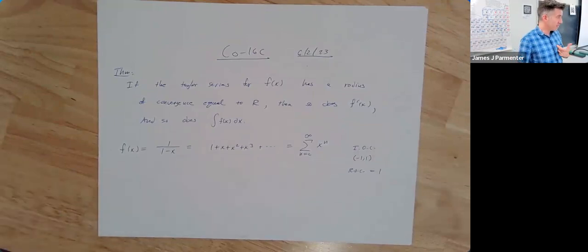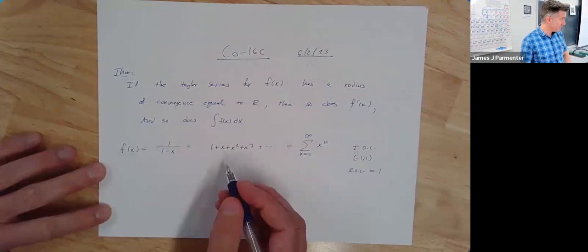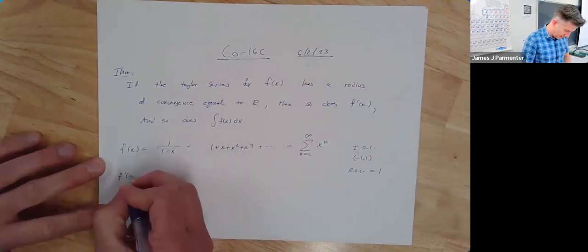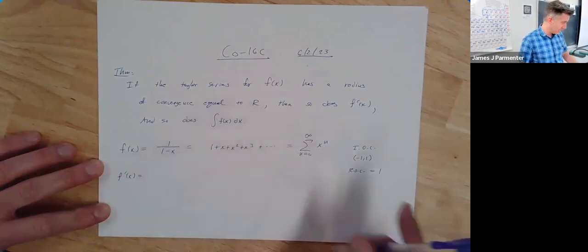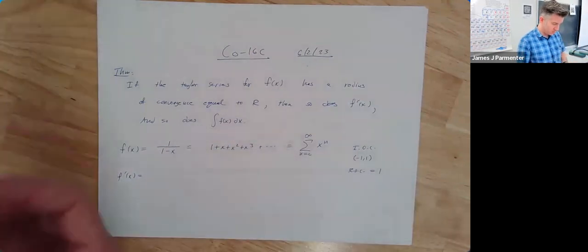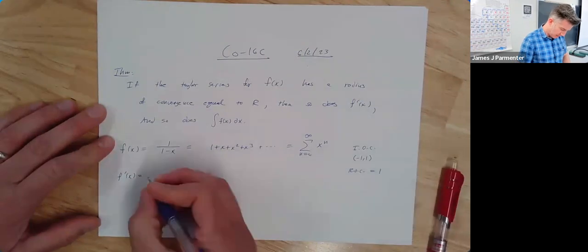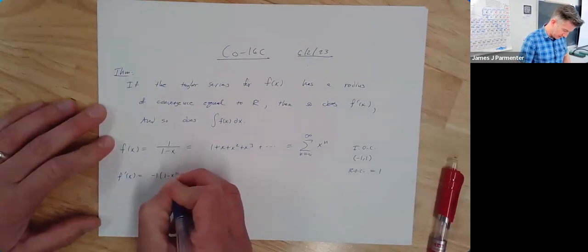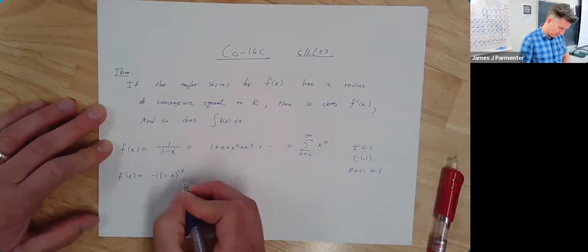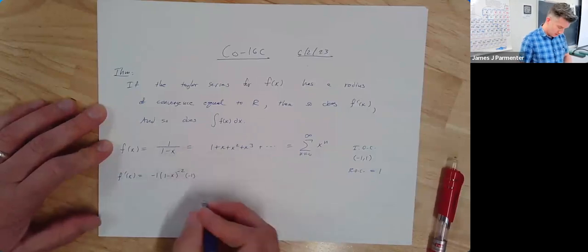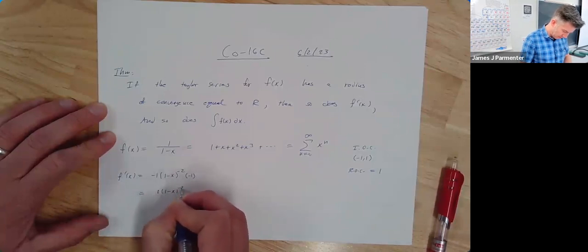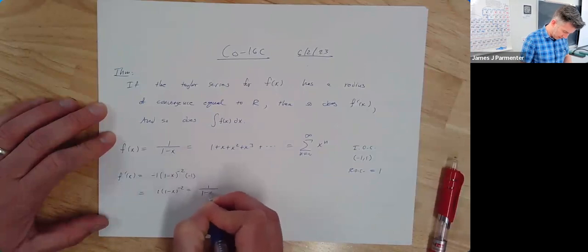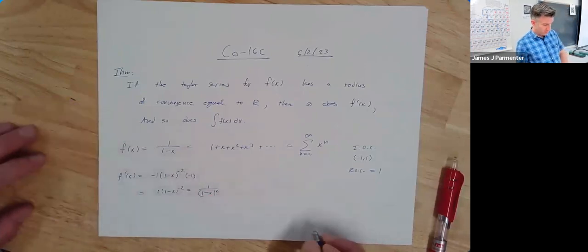But here's what's really neat. If I take the derivative of this, f prime of x, so let's see, 1 over 1 minus x, that's really 1 minus x to the -1, whose derivative is -1 times 1 minus x to the -2 times the derivative of the inside, which is -1. So this is really equal to 1 times 1 minus x to the -2, or 1 over 1 minus x quantity squared. But here's the cool thing.